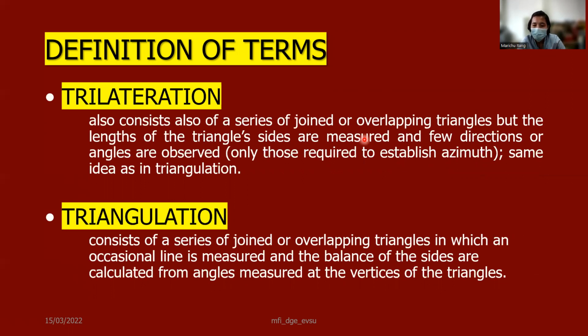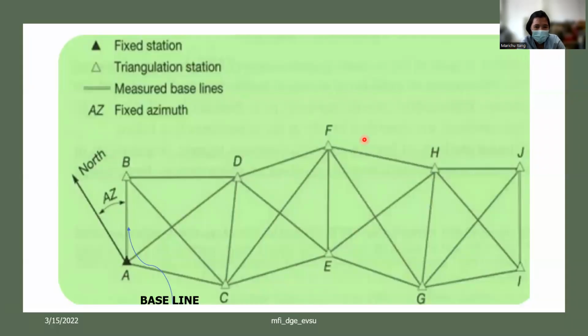So when we say triangulation, we measure more on the angle, and then the lines is being computed na lang with one baseline and a check base. So in this illustration here, let's say for example, this is the baseline. So they set the baseline as AB. So for the triangulation, we only measure AB, then we measure the angle here. This is angle A, angle B, then angle C, angle D, E, F, and so on.